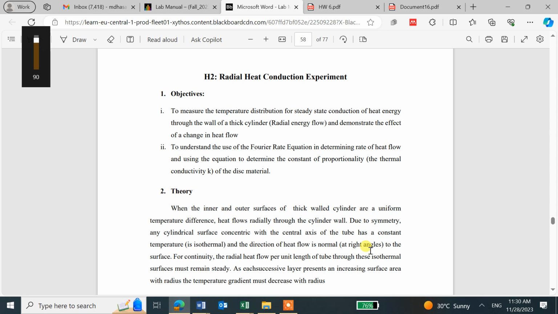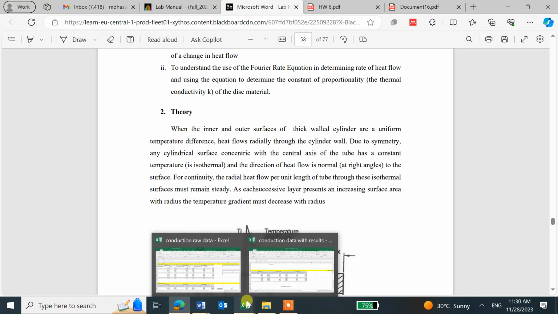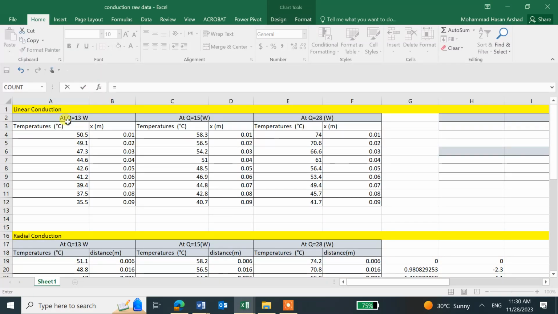Welcome all. I'm just going to explain to you how to do the conduction experiment calculations. Okay, so the data I have is this one, at different heating Q.